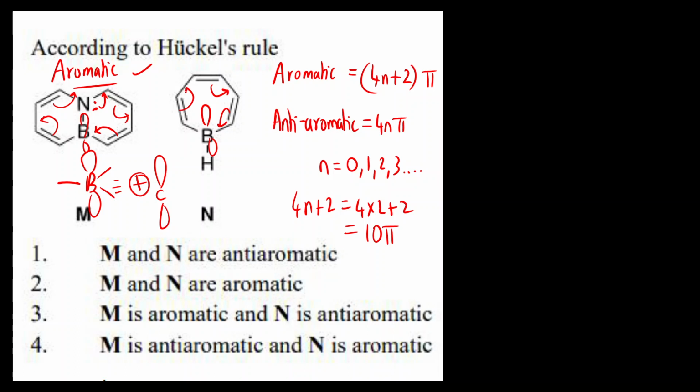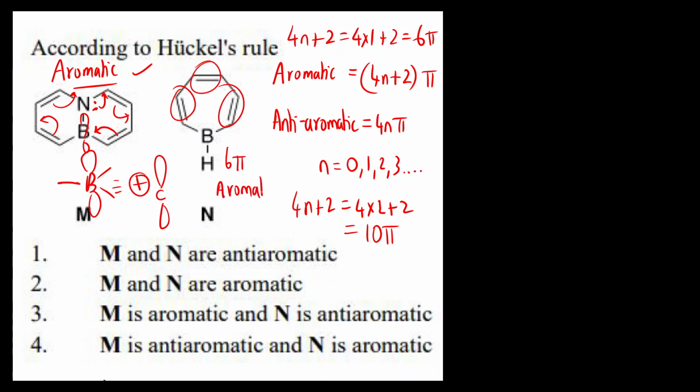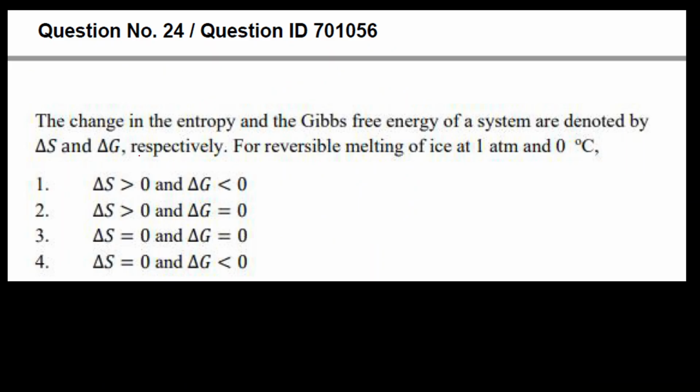Okay, like this. How many electrons are there? 2 plus 2, 4, 4 plus 2, 6 pi electrons. So again 4n plus 2, if I put n is equal to 1, I'll get the answer as 6. So this is also aromatic. The correct answer is option 2, both are aromatic.